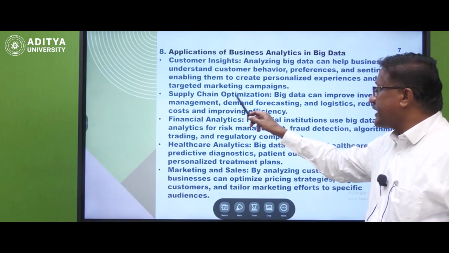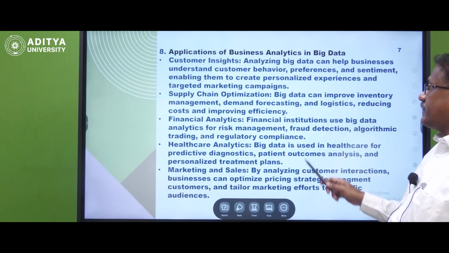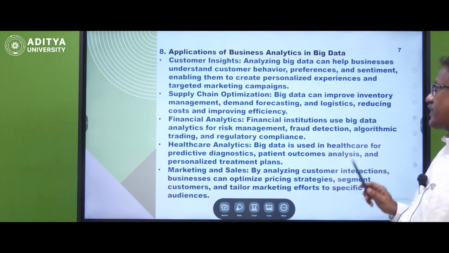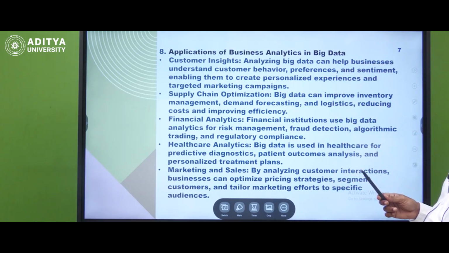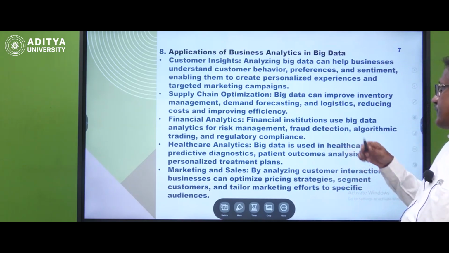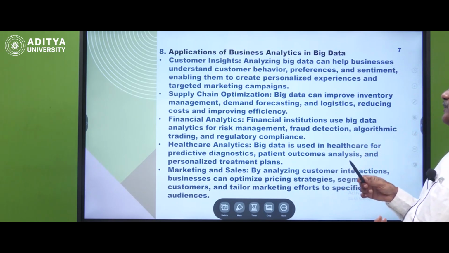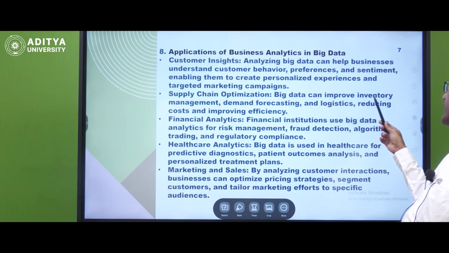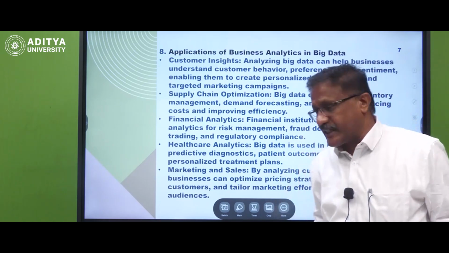The second one is supply chain optimization. What is supply chain optimization? Big data can improve inventory management, demand forecasting, and logistics, reducing cost and improving efficiency. Supply chain management means a product has to be produced in one place and transported from one place to another. It travels, so it is like a chain of events. We are going to optimize this supply chain, and for that, big data helps us improve inventory management, forecasting, and logistics, which reduce cost and improve efficiency.